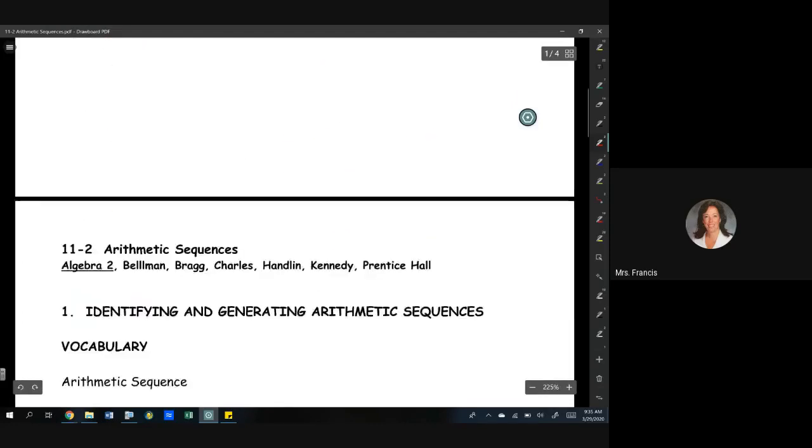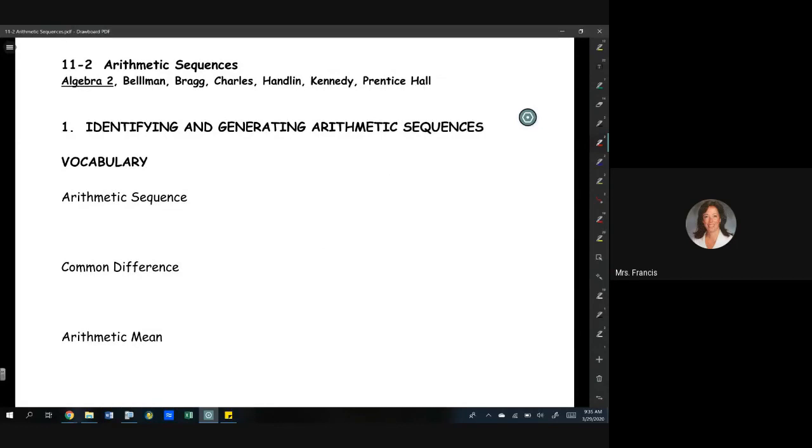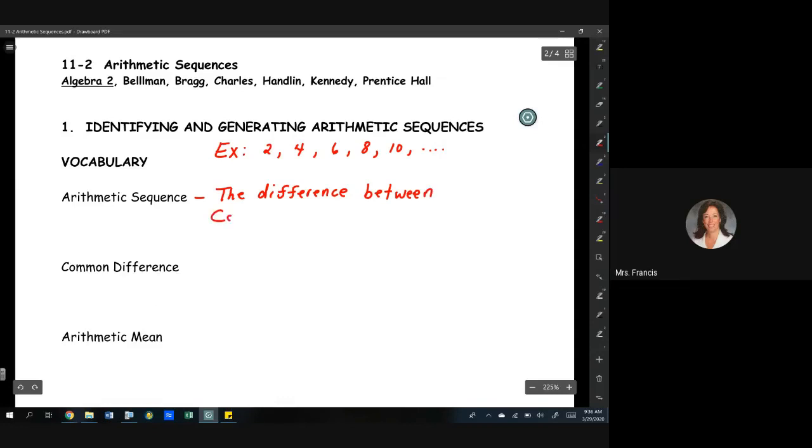So let's take a look at some of the vocabulary. At the top of the page, I just want to give you an example that we can reference as we go through the vocabulary. We've got 2, 4, 6, 8, a very common arithmetic sequence. An arithmetic sequence means that the difference between consecutive terms is constant. Let's write that down.